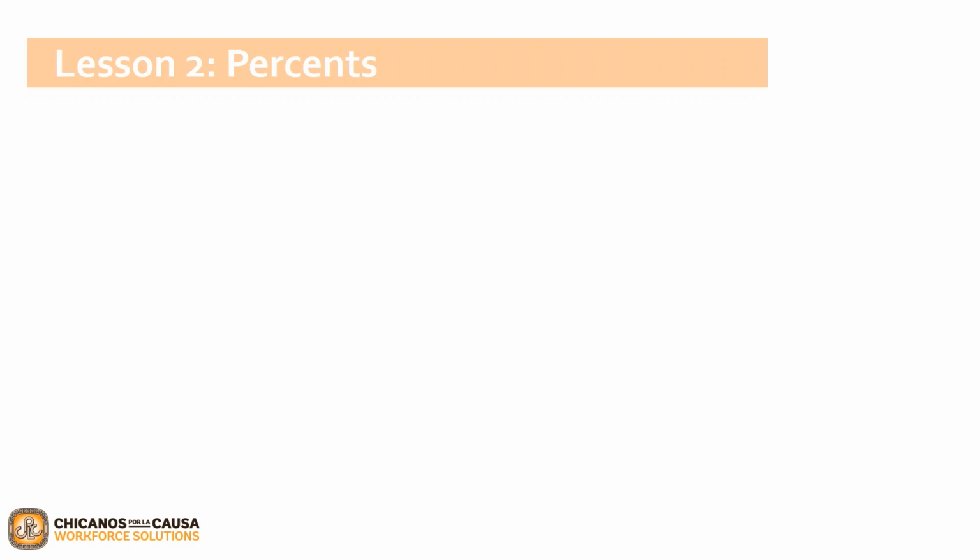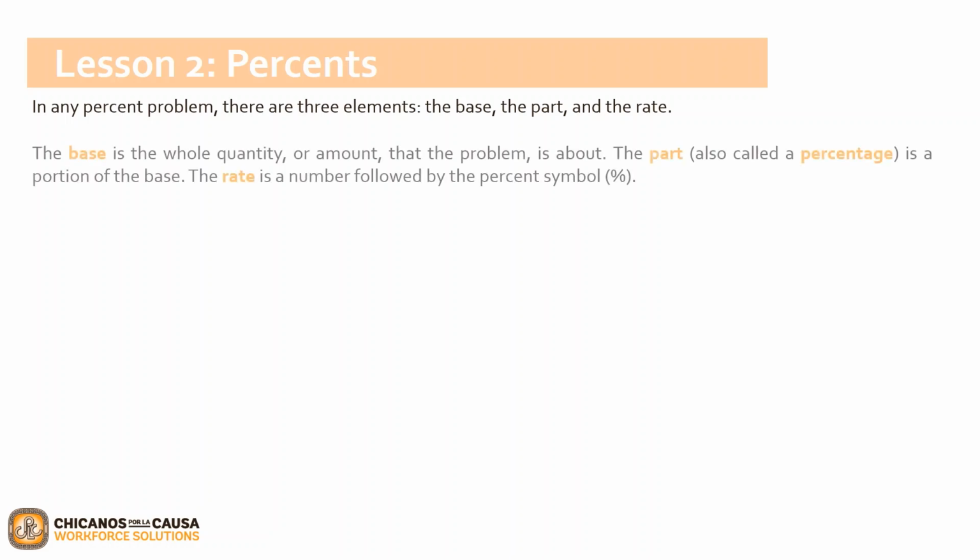In any percent problem, there are 3 elements: the base, the part, and the rate. The base is the whole quantity or amount that the problem is about. The part, also called a percentage, is a portion of the base. The rate is a number followed by the percent symbol.